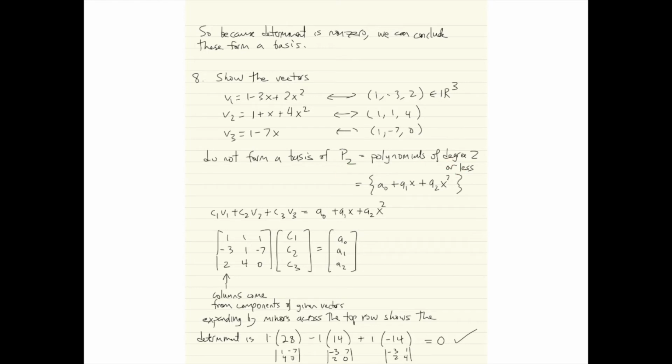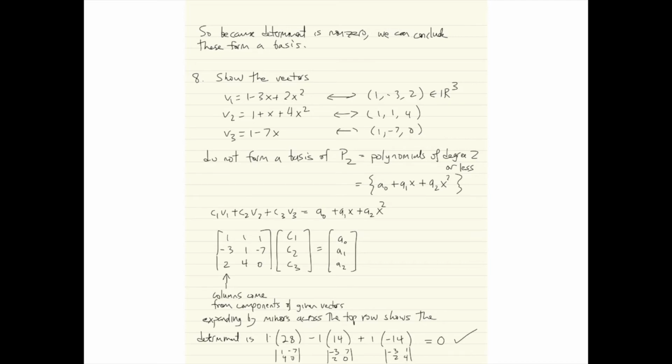So the space P2 consists of elements of the form a0 plus a1x plus a2x squared, where these numbers a0, a1, and a2 are arbitrary real numbers. And we have to show that these vectors here don't form a basis. So either they don't span it, or they're not linearly independent, or both.